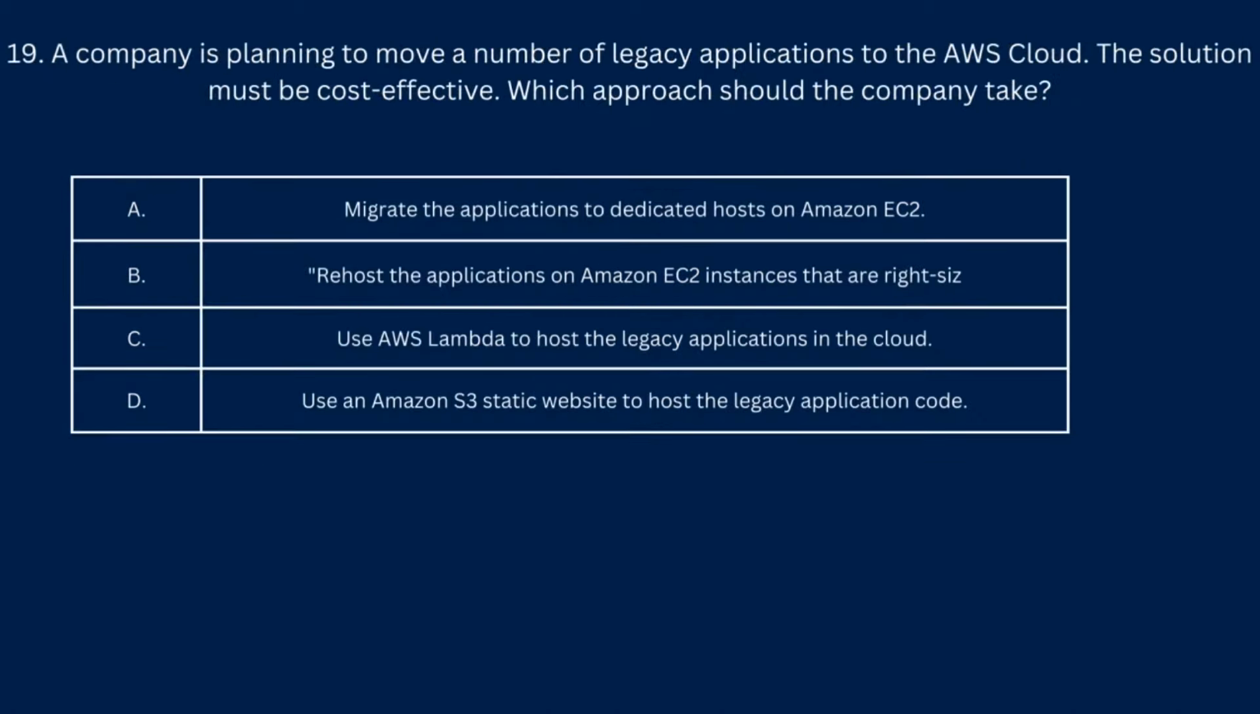Question 19. A company is planning to move a number of legacy applications to the AWS Cloud. The solution must be cost-effective. Which approach should the company take? A. Migrate the applications to dedicated hosts on Amazon EC2. B. Rehost the applications on Amazon EC2 instances that are right-sized. C. Use AWS Lambda to host the legacy applications in the cloud. D. Use an Amazon S3 static website to host the legacy application code.